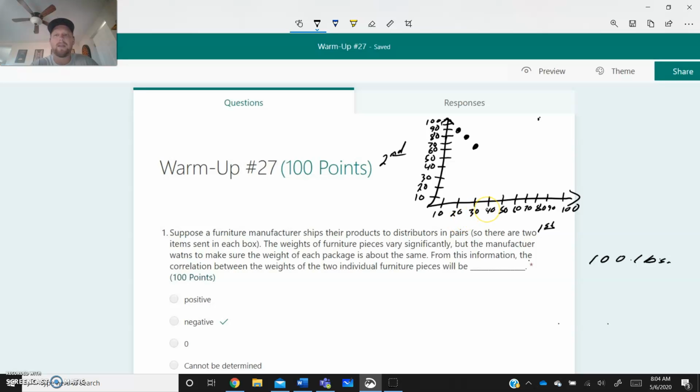The next one would be 60 and 40. The next one would be 50 and 50. The next one would go the other way with 40 and 60, and so forth and so on. Well, if you look at the graph that we just made, it does not have a positive slope, it has a negative slope. So in this instance it will be a negative correlation.